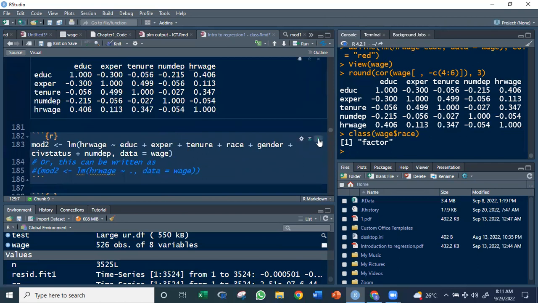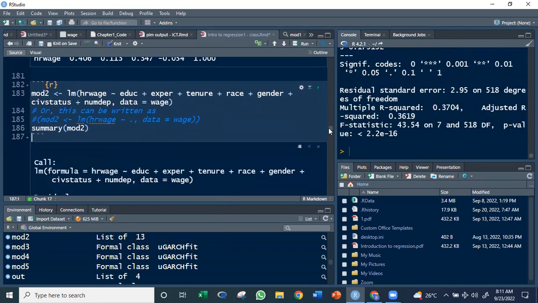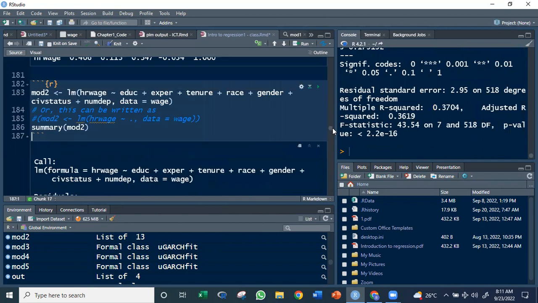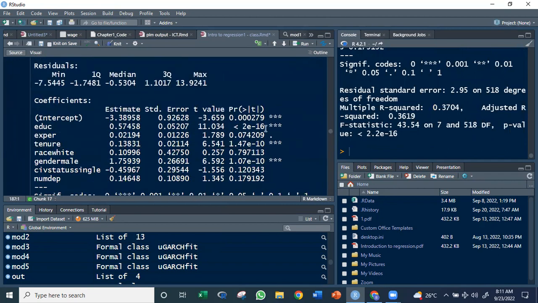Let me run this. Okay, so model 2. And then let me summarize model 2. All right. So again, this is the output. And we now see that education is significant, tenure is significant, gender is significant, civil status and race are not significant, number of dependents is not significant. And we learned how to interpret this.